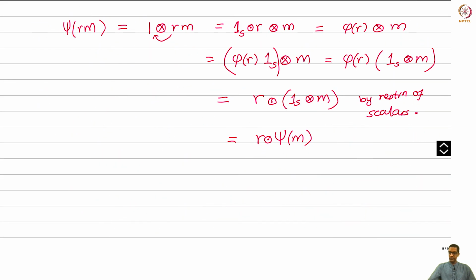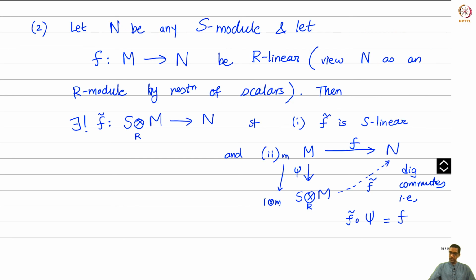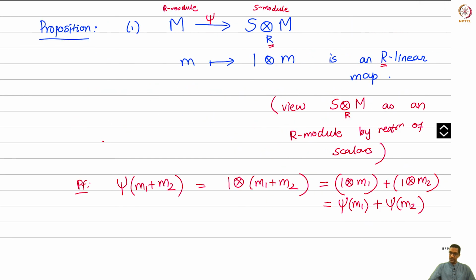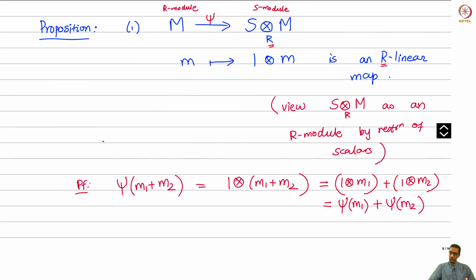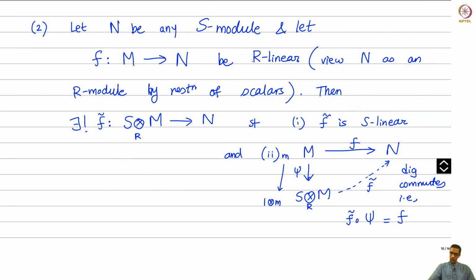Okay, now observe that what we have shown is that there exists at least a map F tilde which does the job. But why should this be unique? Well, there's still a little bit more to prove. Let's go back here. There exists F tilde which makes this diagram commute. That's what we have shown, and we have shown F tilde is S linear. What still remains to be proven is that such a map is unique.